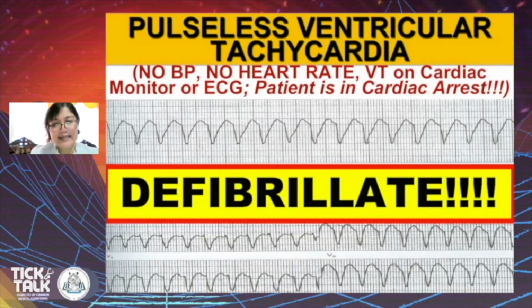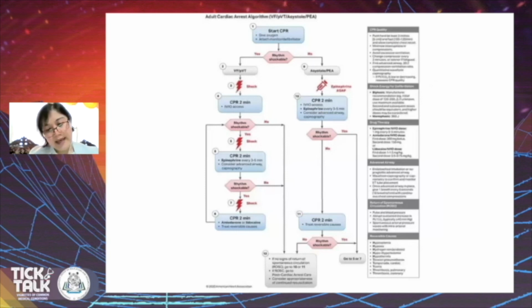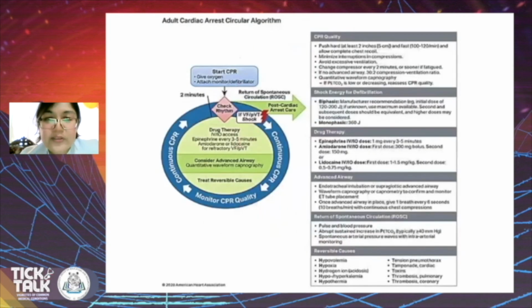Okay, so again, we have here from the AHA latest guidelines, your algorithm for your adult cardiac arrest patients. This is another depiction of your cardiac arrest circular algorithm. So the different shocks or electrical energy therapy, even the drugs that you would have to use. So you can easily download this and go through them one by one.